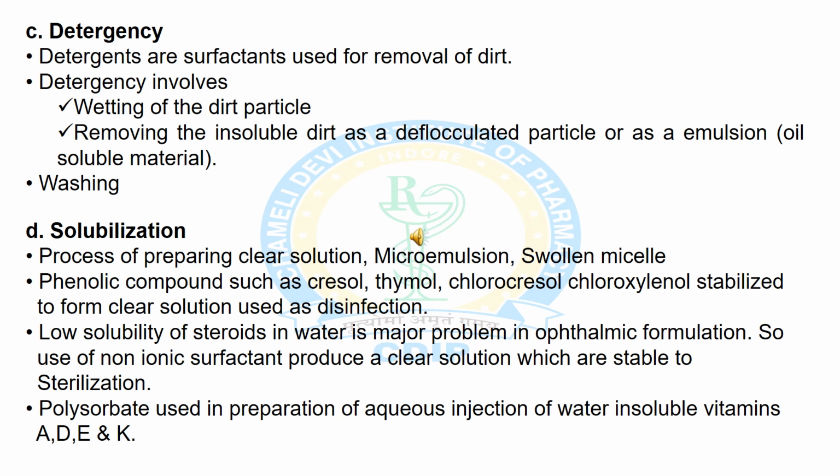The next and important property is detergency. Detergents are surfactants that are used for the removal of dirt. Detergency also involves wetting of the dirt particle and removing insoluble dirt from clothes and other materials. Next is washing. Another property of surfactants is solubilization.